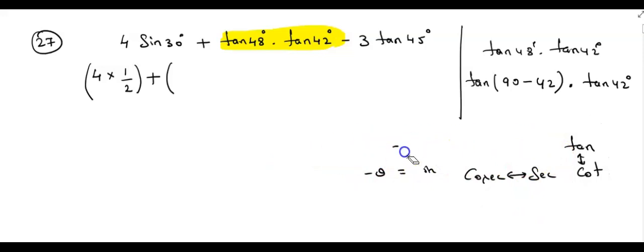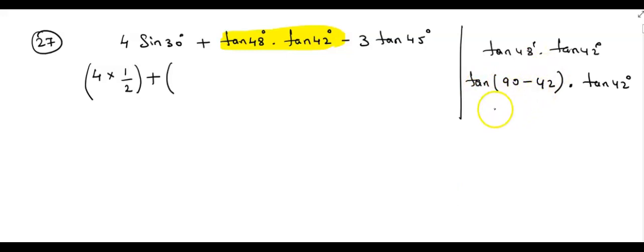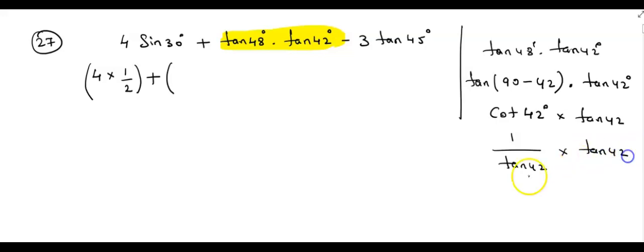Now we have to apply the same condition here. It is in the form of tan of 90 minus theta. What is tan of 90 minus theta? That is cot theta. That is cot 42 degree. In place of theta we have 42. So tan of 90 minus theta is cot theta. Cot 42 into tan 42. Cot and tan both are reciprocal. So cot 42 can be written as 1 by tan 42, into tan 42. Now we can say that tan 42 gets cancelled. So the final answer is 1.